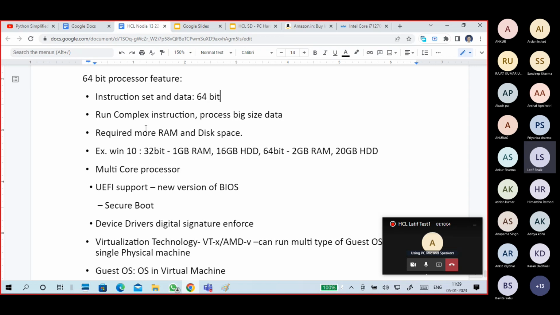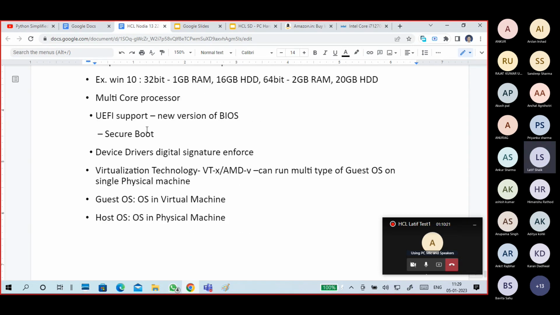People think 32, 64, 64 is faster. No, no, no. Faster is not the point. Complexity increases. Complex tasks we can do with a 64-bit much more easily compared to 32-bit. Okay. And multi-core processing is very easy. A 2-core, 4-thread processor, that kind of multi-core processing is very easy with a 64-bit because of complex instructions.